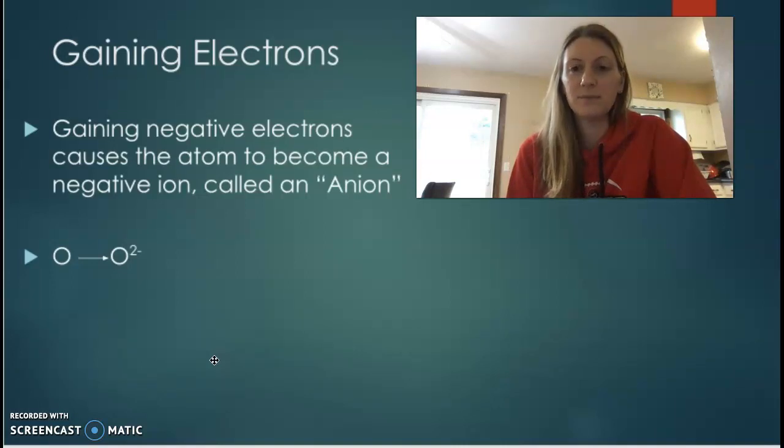So in our example here, gaining electrons makes it negative, which we call an anion.